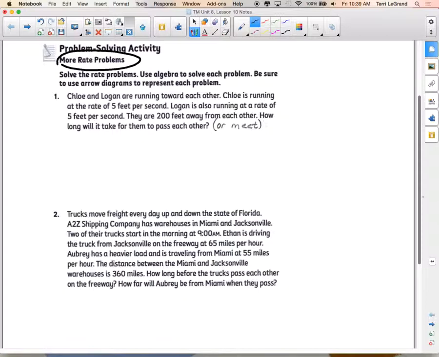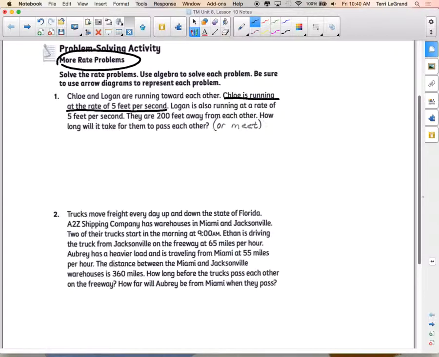Okay, so share with me some of the things you did with the words. Do with some of the problem. Chloe and Logan are running toward each other. But, Tyler. They're running towards each other at 5 feet per second. Okay, they're running toward each other. You underline that? I would put Chloe's running at the rate of 5 feet per second. Oh, this one. Okay, Chloe is running at the rate of 5 feet per second. That seems to be important in this problem. Okay, good. Somebody else. What else?